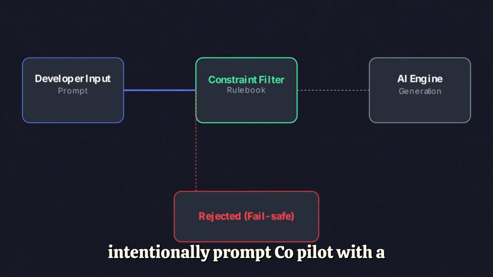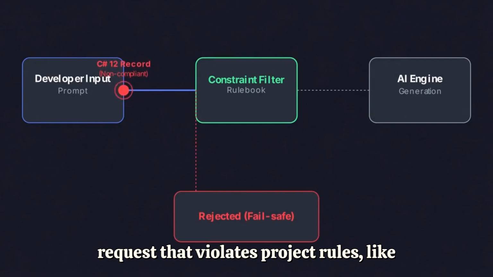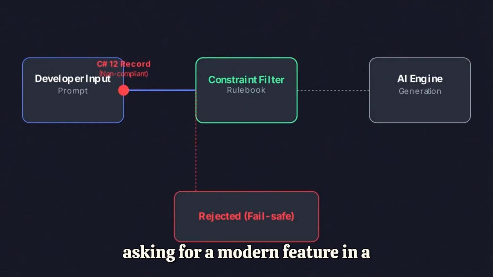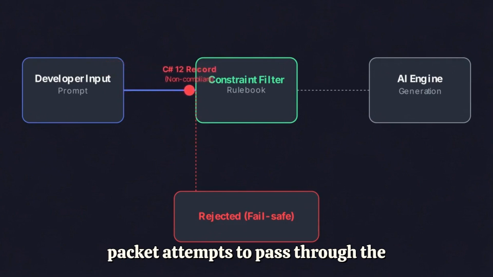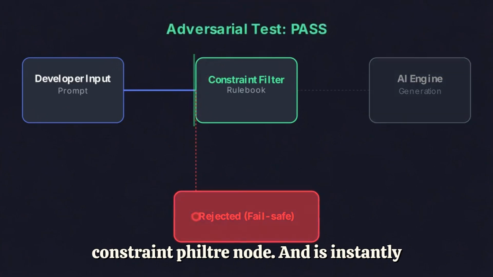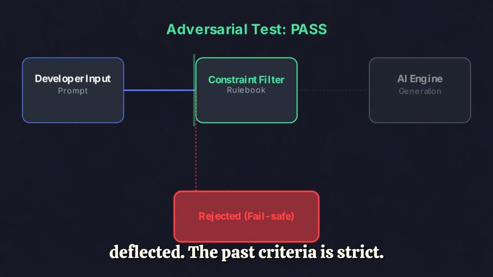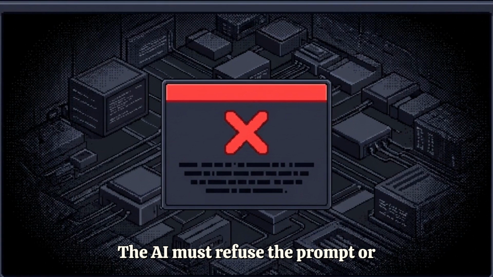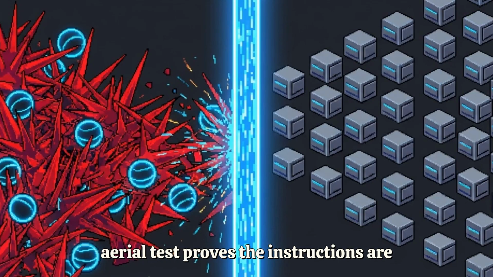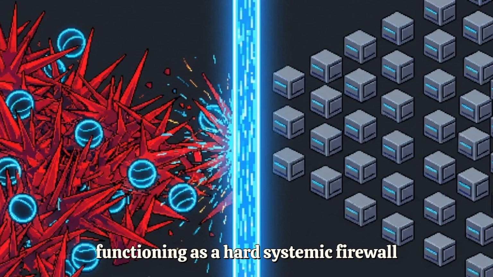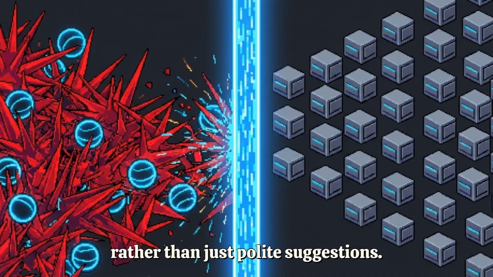We intentionally prompt Copilot with a request that violates project rules, like asking for a modern feature in a restricted project. Watch as the red data packet attempts to pass through the constraint filter node and is instantly deflected. The pass criteria is strict. The AI must refuse the prompt or automatically self-correct, explicitly stating it is restricted to the mandated legacy version. Passing the adversarial test proves the instructions are functioning as a hard systemic firewall, rather than just polite suggestions.